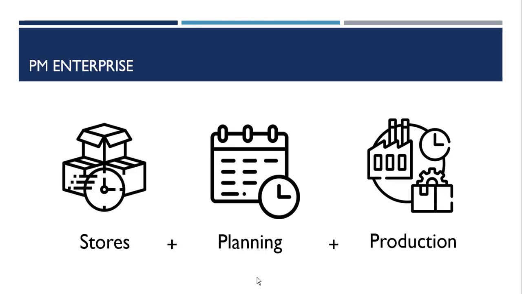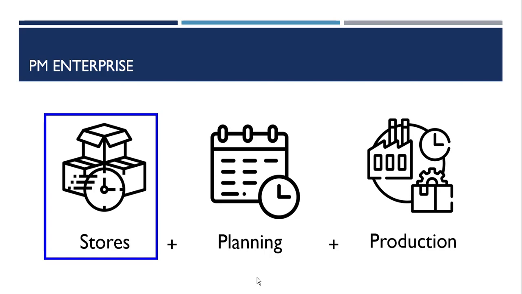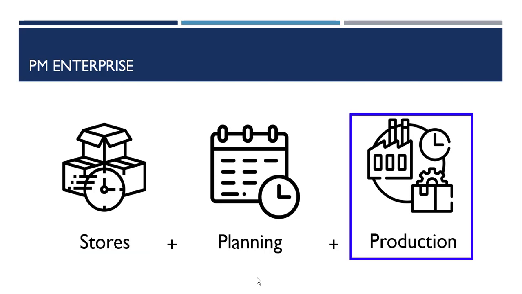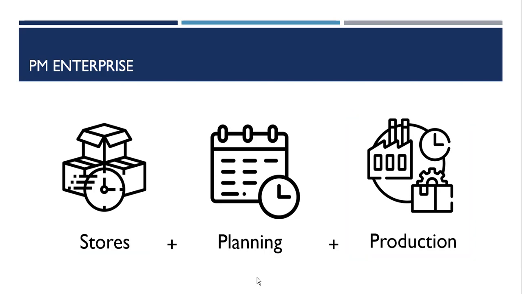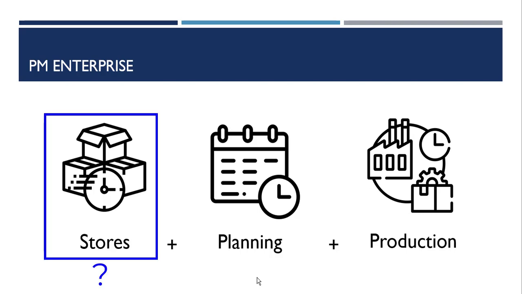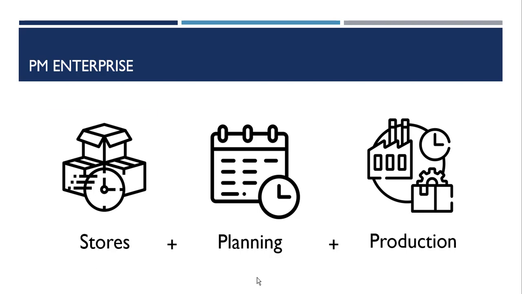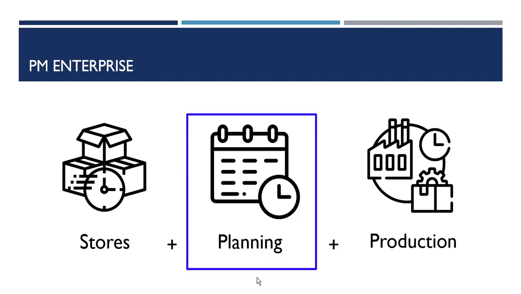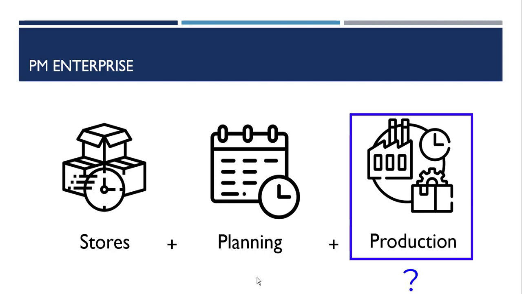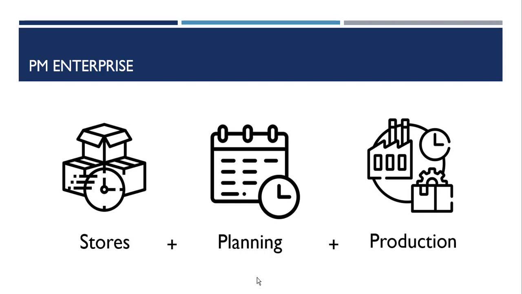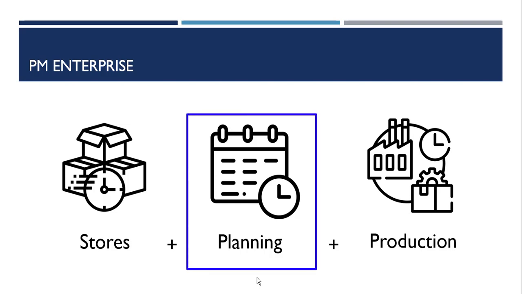PM Enterprise is a full version of software which involves stores, planning and production, where the production planner can actually observe how the availability of raw material affects the production planning, and the feedback from the shop floor in terms of production input updates the already created production plan.